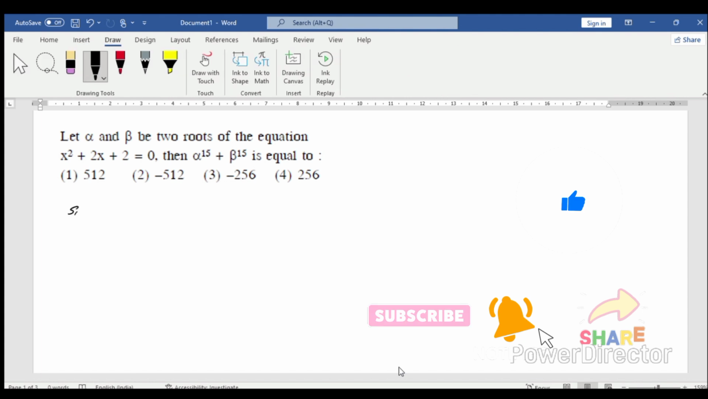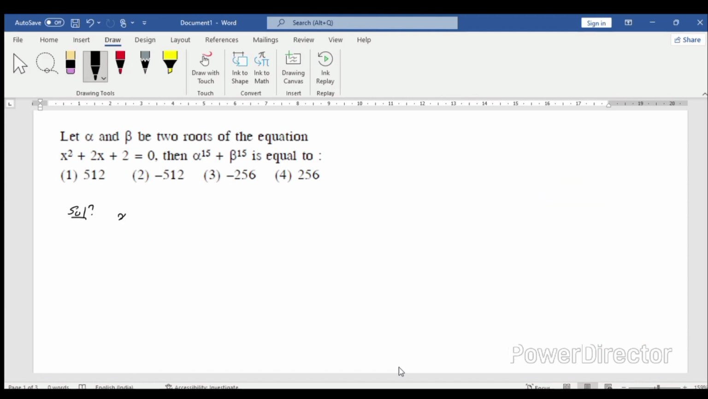So here in the solution, the equation is given: x square plus 2x plus 2 equal to 0, right? First we try to factorize this. I will add plus 1 then minus 1 plus 2 equal to 0. Why did I do this? Because then I will get x square plus 2 into x into 1 plus 1 whole square, and minus 1 plus 2 will be plus 1, equal to 0. Now you can see this is the formula of x plus 1 whole square.